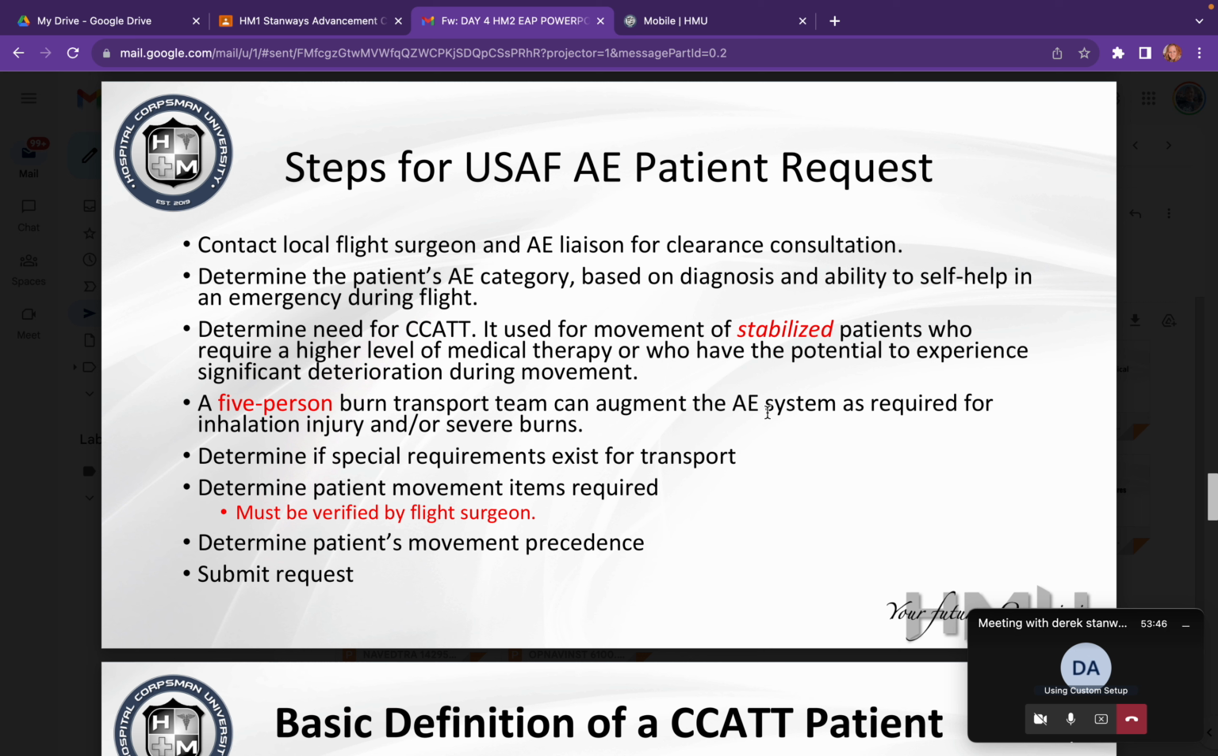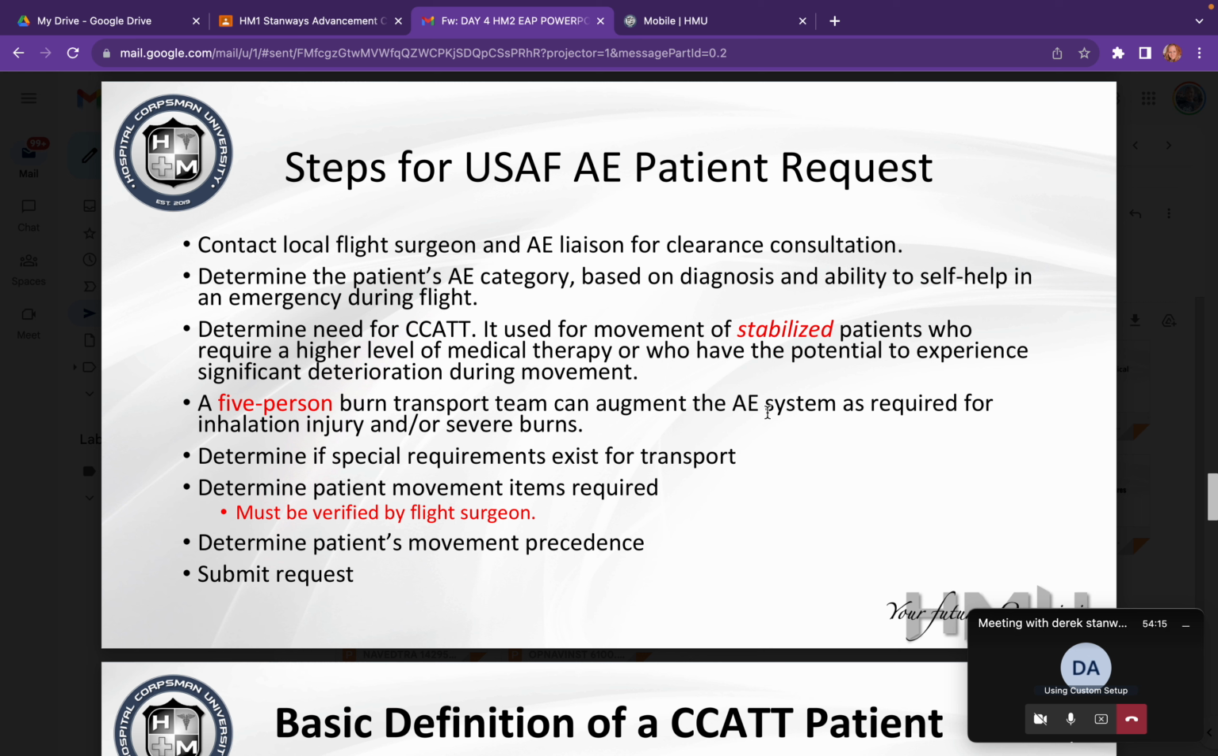So those are for your patients that have multi-system traumas, and you have concerns about them maintaining airway and being hemodynamically stable to be able to transport them. So a 5-person burn transport team can augment the AE system as required for inhalation or severe burns. Determine if special requirements exist for transport, i.e. if you need respirators or any other type of special equipment like that to assist the patient.